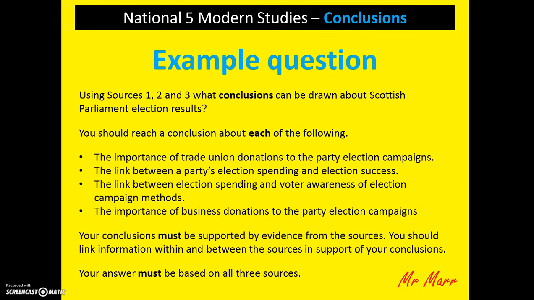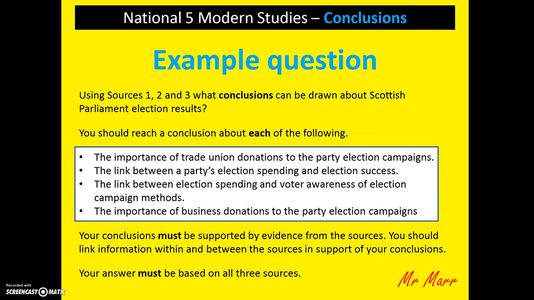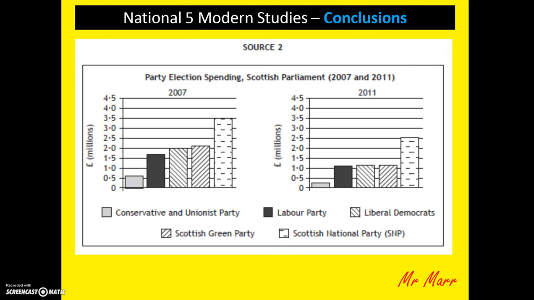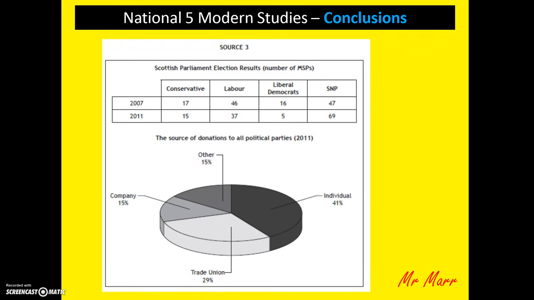Let's look at an example question which is drawn from the Democracy in Scotland topic. This asks you to draw conclusions about Scottish Parliament election results. You can see here the 4 topics that you have to base your conclusions upon. And remember, as part of this, you've got to use evidence from the 3 sources. In this case, source 1 is based on text and a table of information, source 2 is based on graphs, and source 3 is a combination of graphs and a table of information.